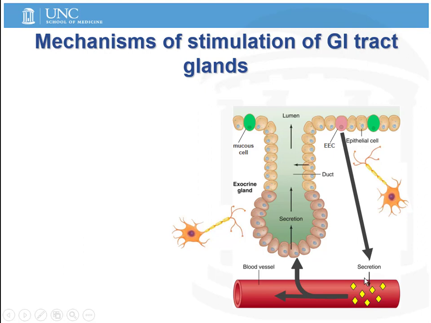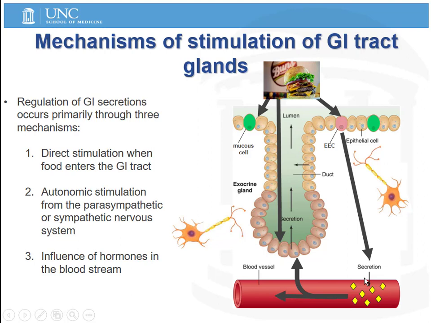Glands in the GI tract are generally stimulated by the presence of food in a particular segment. Part of this is through direct contact stimulation of the surface glandular cells by the food. This is particularly true of mucus secretion by mucus cells that lubricates the GI tract. There's also autonomic stimulation from the parasympathetic and sympathetic nervous system.